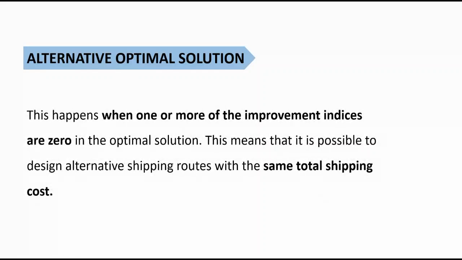The good thing about this is that the transportation problem will let us know if there is an alternative optimal solution. And this happens when one or more of the improvement indices are zero in the optimal solution. This means that it is possible to design alternative shipping routes with the same total shipping cost. Again, take note, if one or more of the improvement indices are zero, then that means there is an alternative optimal solution and it should give us the same total shipping cost still.